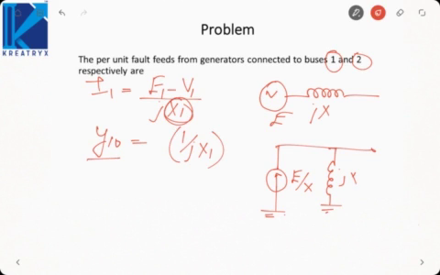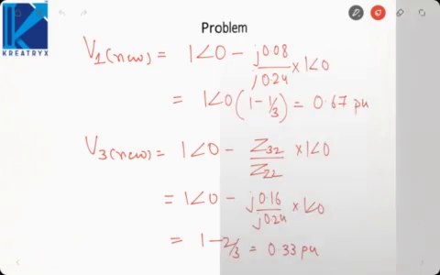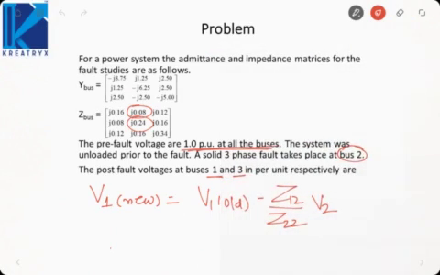How to calculate Y10? By taking the sum of the elements in a row. Since we are interested in bus 1 and 2, Y10 will be the sum of the elements in this row, that is minus j5.5. Y20 will be the sum of the elements in the second row, that is minus j3.